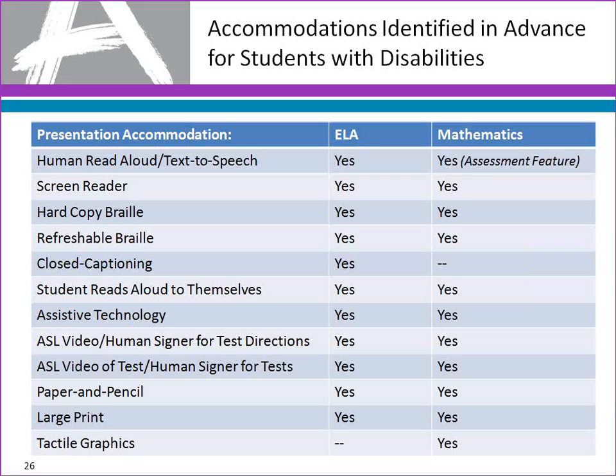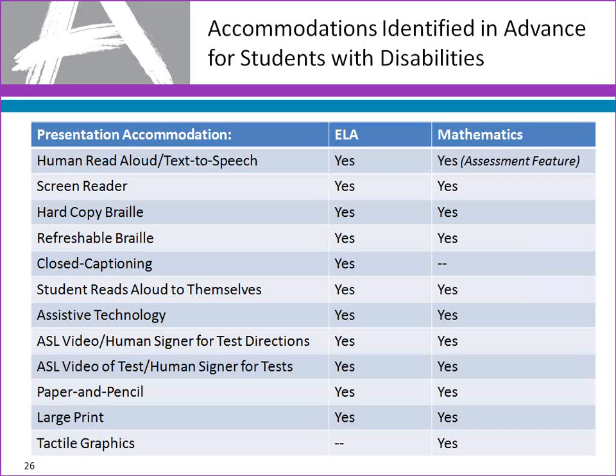Assistive technology, and there's a variety of assistive technology that students may use. ASL video or human signer for test directions. So we have ASL video, but you can also have a human signer for the test directions, as well as the ASL video of tests and the human signer for the assessments. This would equate to the read aloud for the ELA and mathematics assessments as well. And again, for a student who is deaf or hard of hearing, we'll talk about that in relation to the ELA piece and that read aloud. But it's not just because you have a student who is deaf that they can automatically get that signed ELA test. There are additional criteria, and we'll speak to that in a minute.